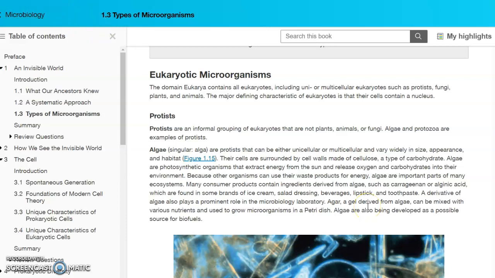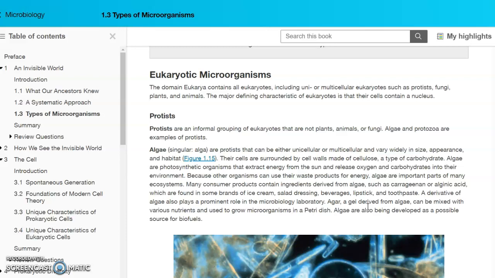So when we look at the protists, kind of this catch-all group, our two main examples of protists are algae and protozoa. Algae are more plant-like. These would be referred to as the plant-like protists. They have cellulose, which is a material that we find in plant cells. They're all photosynthetic, just like plants. They're able to absorb sunlight and extract that energy.